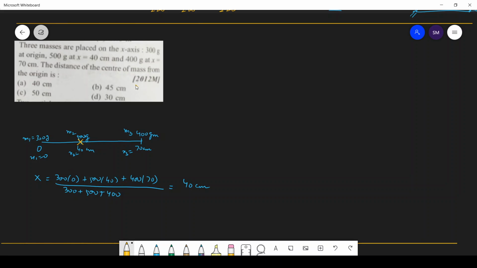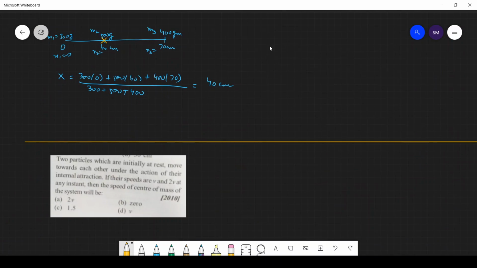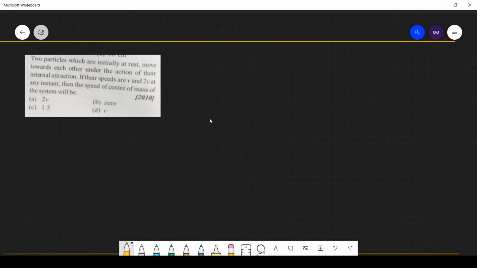So this question was asked in the 2012 NEET exam. All the questions we are doing today are from the NEET exam. Shall we move forward? Yes, sir. Okay.